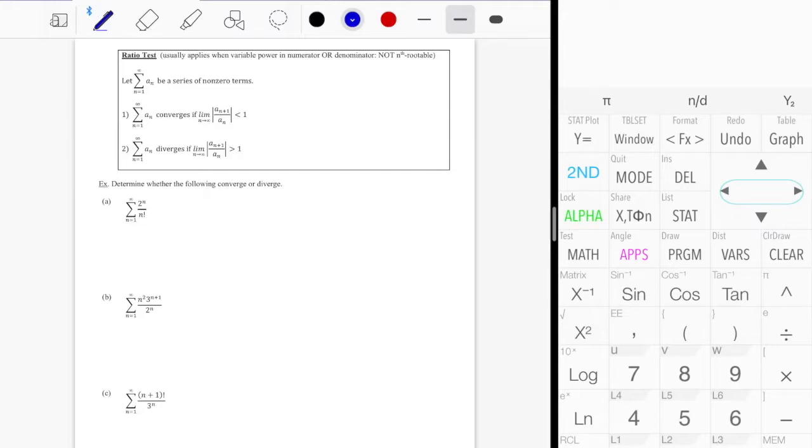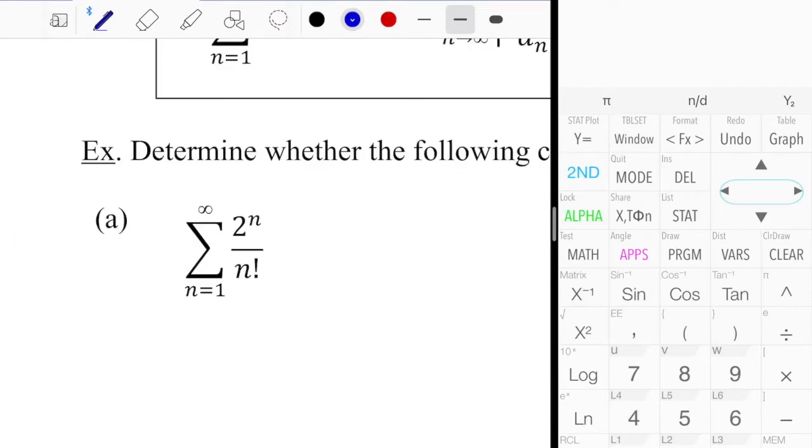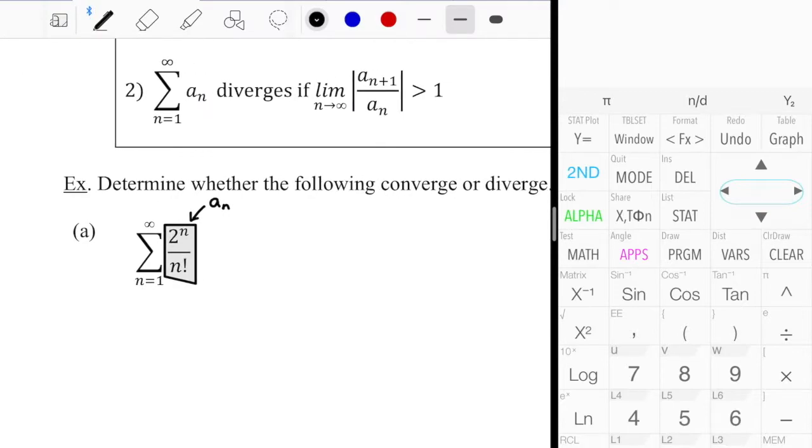All right, so let's start off with first identifying a sub n. I'd like to say I paused for dramatic effect. I just kind of brain cramped there for a second. So a sub n is good to go. So a sub n plus 1 would be 2 to the n plus 1 over n plus 1 factorial.